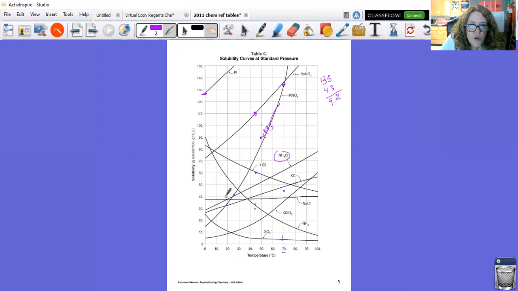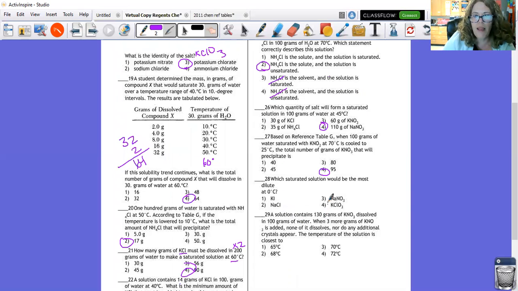If we go to sodium chloride at 0 degrees, that's this line right here. Sodium nitrate is way up here, so still looking here at sodium chloride being the lowest. And then now we have KClO3, which is right here. And if we follow this line all the way down to 0 degrees, that's my lowest line. So that's going to be my answer.